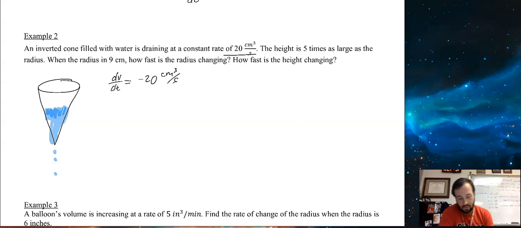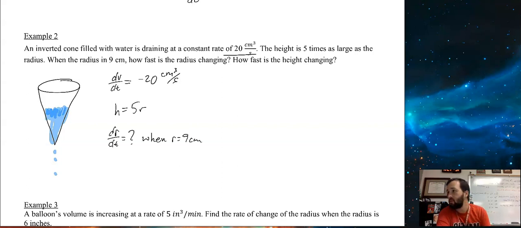The height is 5 times as large as the radius, so h equals 5r. When the radius is 9 centimeters, how fast is the radius changing? This is talking about the rate of change versus time of the radius. So I'm looking for dr dt equals what when the radius equals 9 centimeters. Okay, so now I need to think. I need a relationship that I can relate volume with my radius, so the change in those two things. Well, my volume formula of a cone, since I have a cone, is 1/3 pi r squared h.